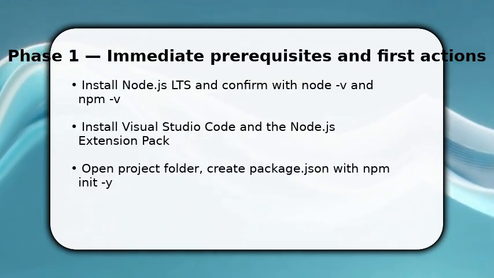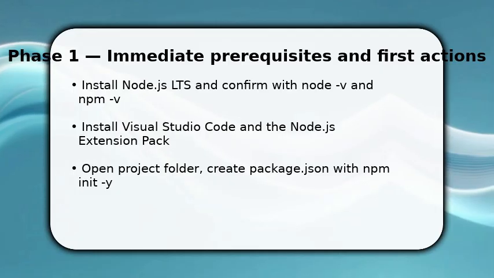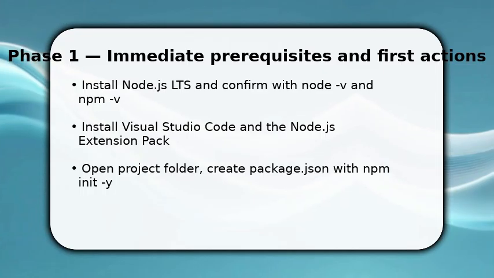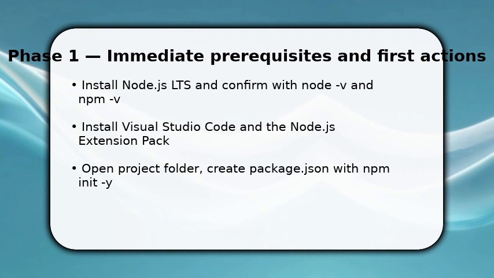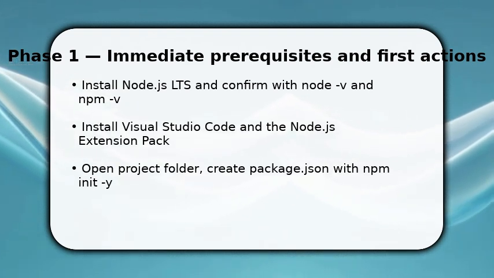Create or open your project folder, then run npm init to generate package.json. This sets metadata and scripts. Make sure to save settings and create an index.js or app.js file. These first steps wire your editor and runtime together, so you can run code immediately.